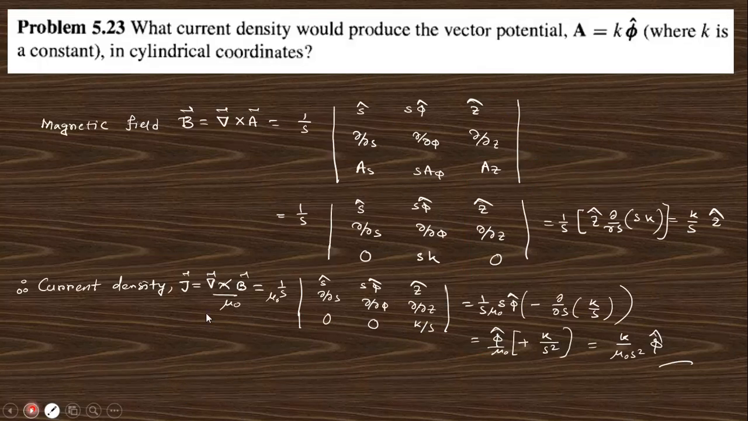The next question says, what current density would produce the vector potential k phi cap, where k is constant, in the cylindrical coordinate system? So this is the vector potential, so we can find the magnetic field by the curl of A, and only the phi cap component is present. So if you put this in, for s cap, this is 0, this is 0. For phi cap, this is 0, this is 0. For z cap, del s, so only z cap is present, so k by s z cap. This is the magnetic field.